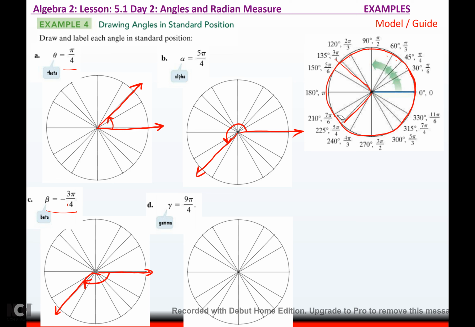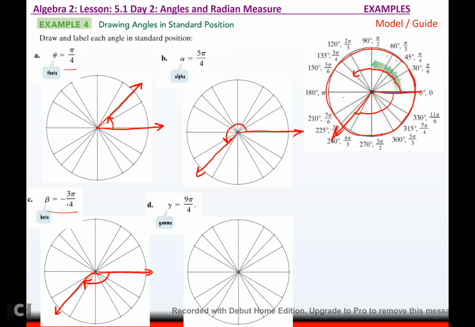If you went to positive 3 pi over 4, you would have to take 1, 2, 3, 4, 5, 6 steps going counterclockwise. So if you're going to go negative 3 pi over 4, you would take 6 steps going clockwise. 1, 2, 3, 4, 5, 6, and that puts you right here. That's the other way you can think about it.